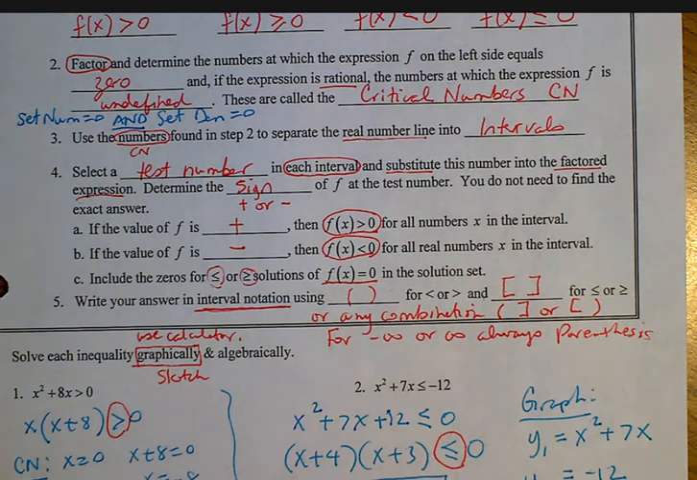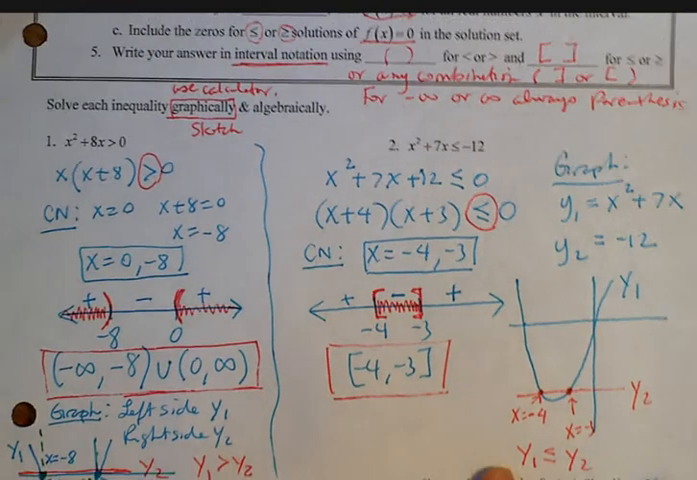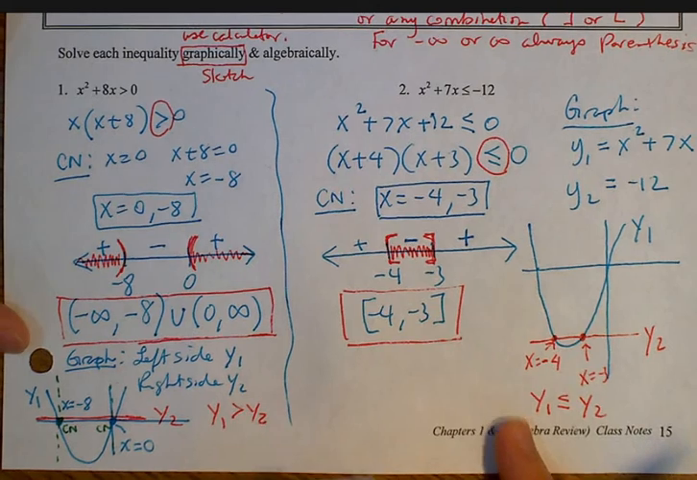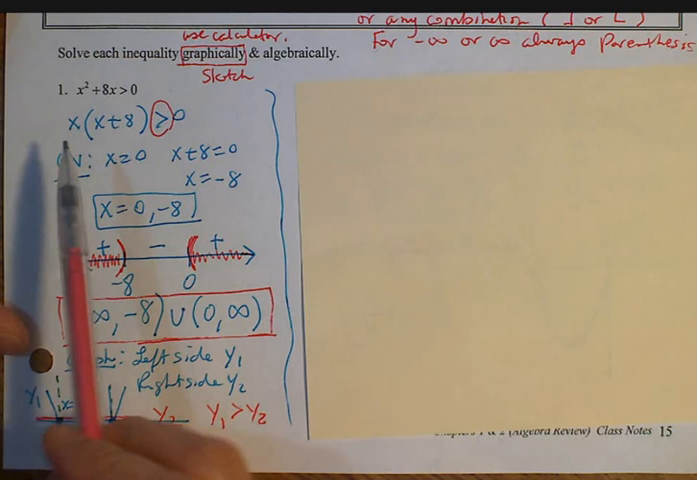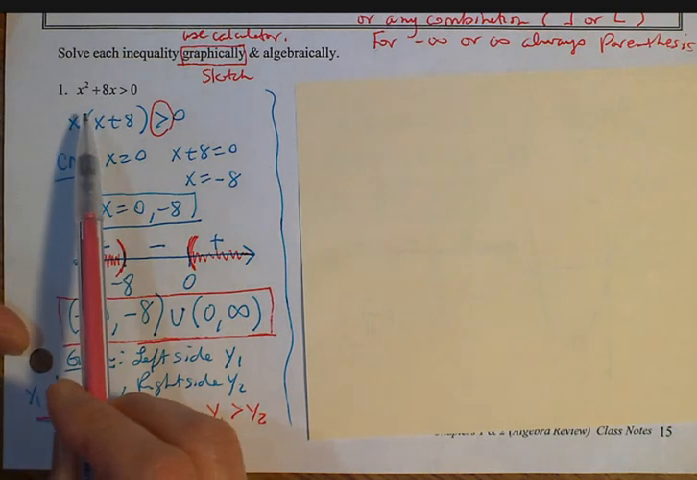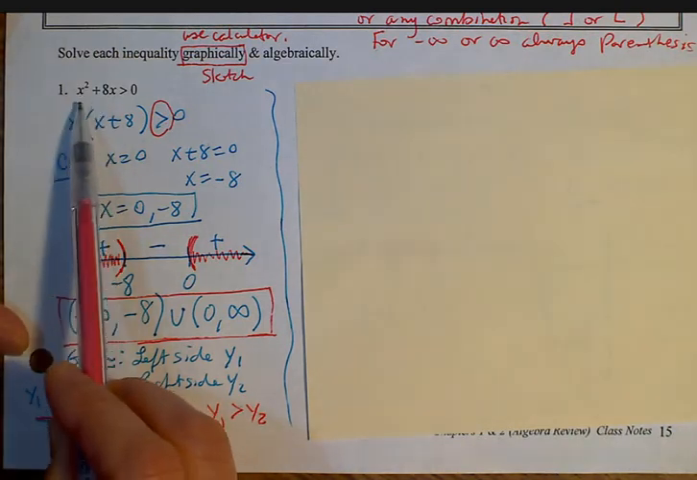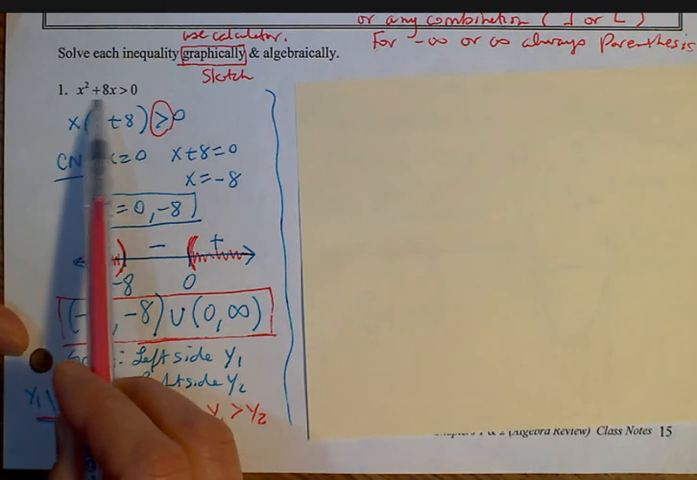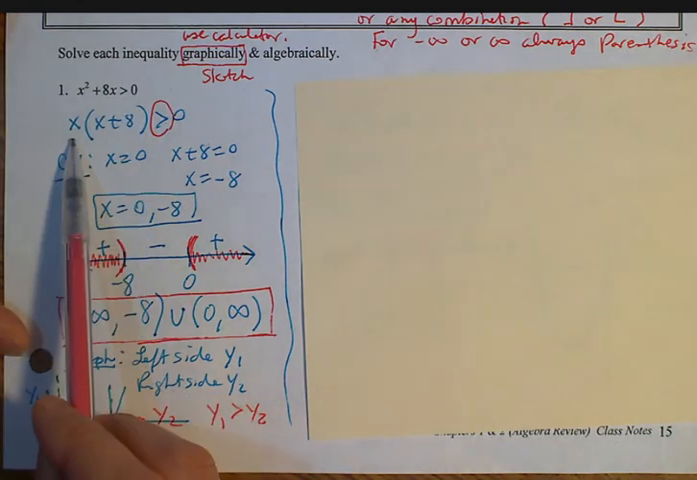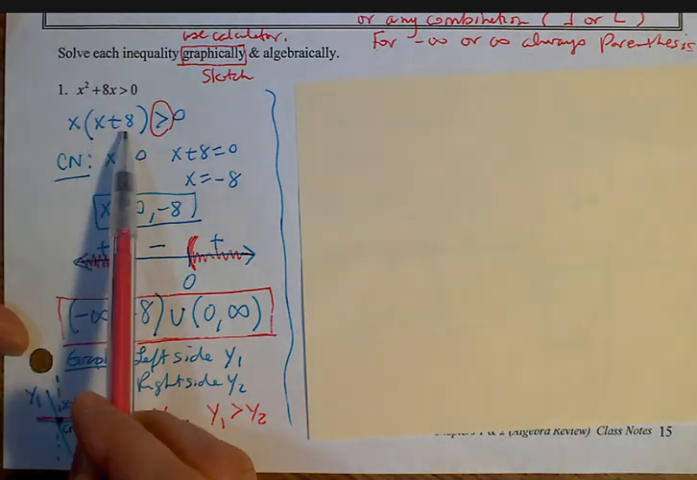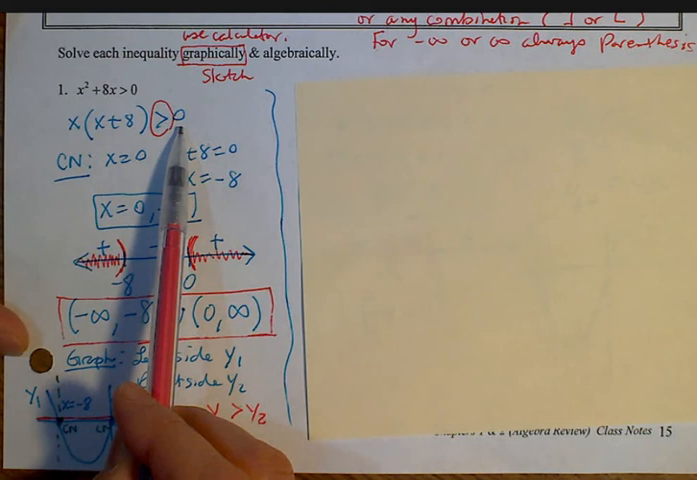Okay, let's go to our first example. So the first step is actually already done for you in this. The function x squared plus 8x is already placed on the left side, and the right side is 0. So I'm going to fully factor x squared plus 8x, so that will be x times the quantity x plus 8, is greater than 0.